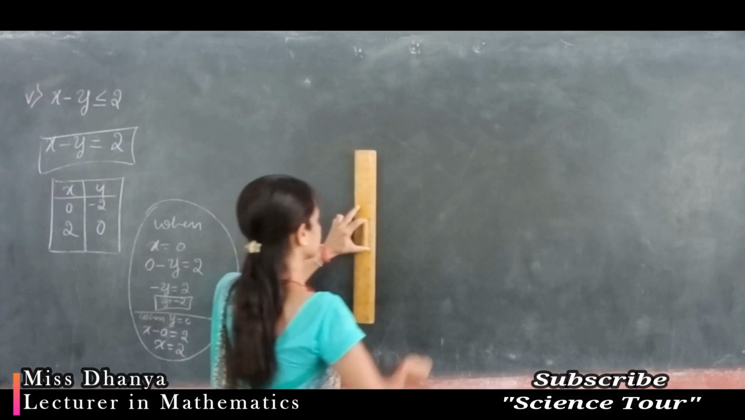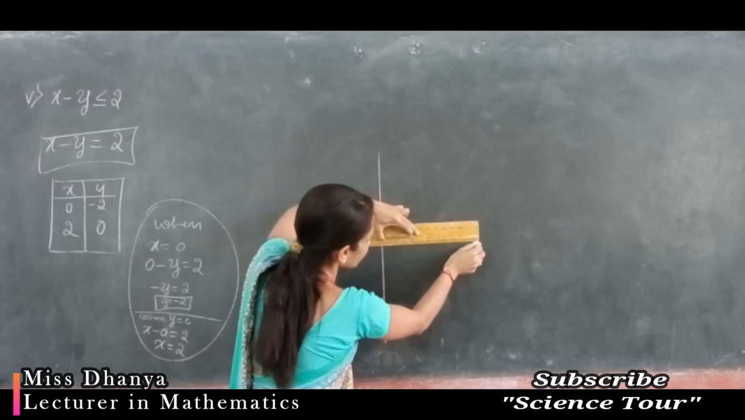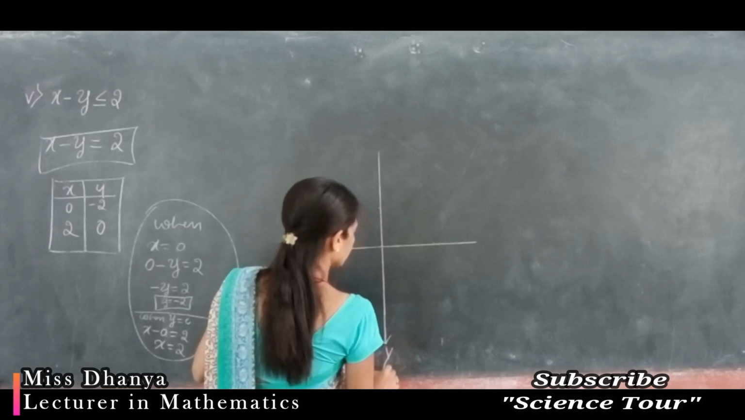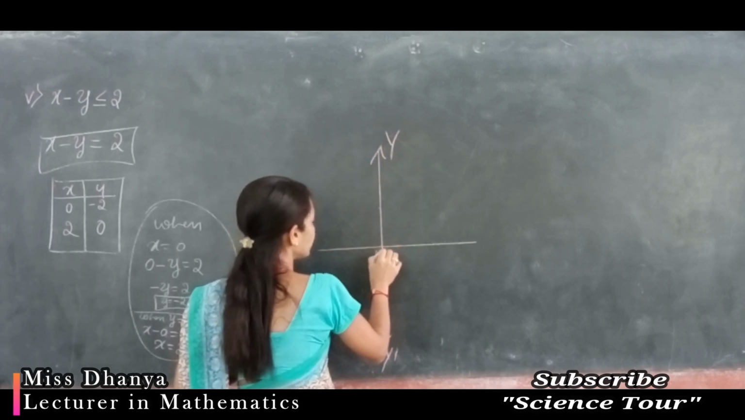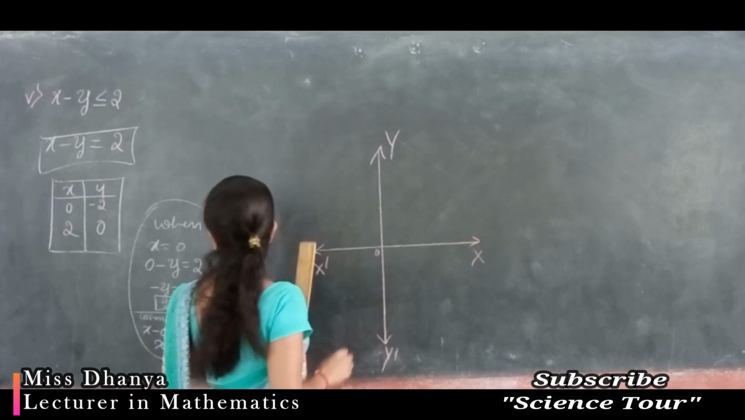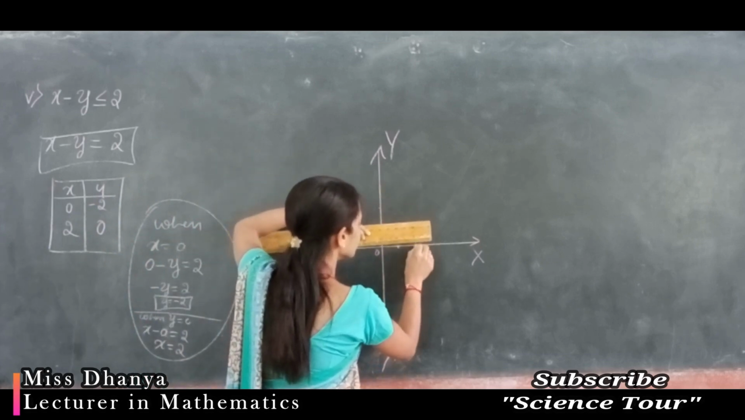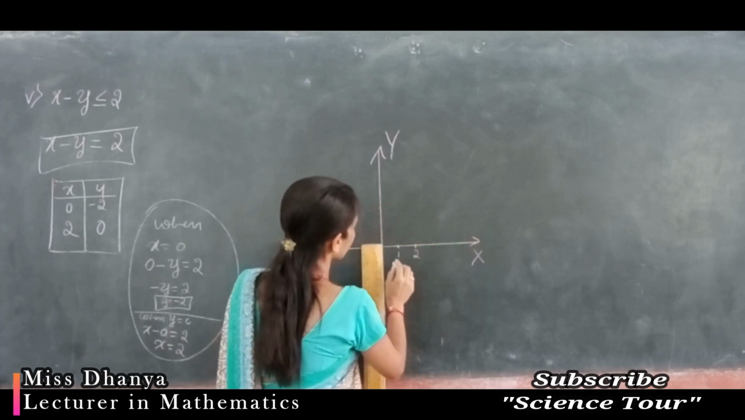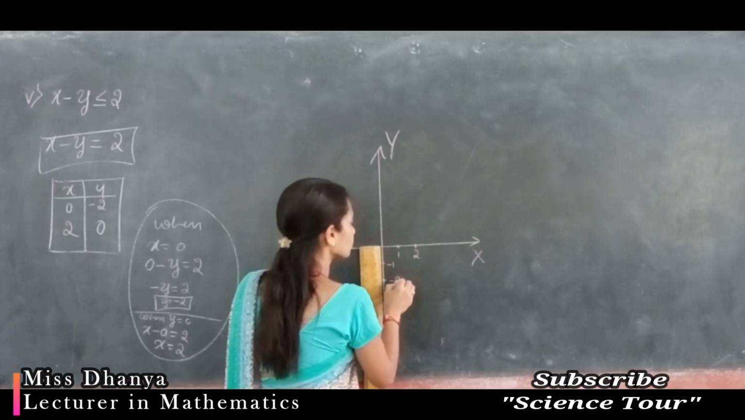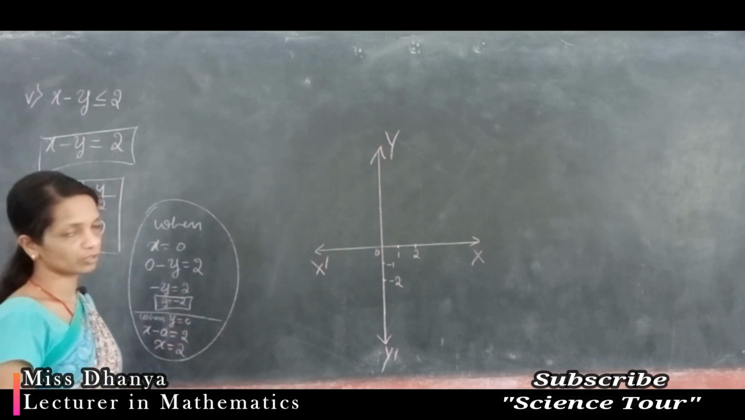So draw the x axis and y axis. Since you have a minus number in the y column, on the negative side of the y axis we need up to minus 2. This is the y axis, Y'OY, and the x axis is X'OX. On the x axis, up to 2 is enough: 1, 2. On the negative side of the y axis, minus 1, minus 2. This much is enough.